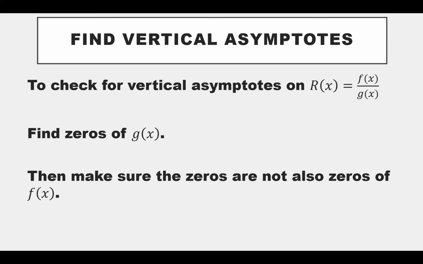So if we're trying to check and find vertical asymptotes, basically all I need to do is find the zeros of the polynomial in my denominator, and then make sure that those zeros are not also zeros of my numerator. If they do have matching zeros, then what I would do is I'd factor out those common factors and cancel, and then rewrite the rational function and start over.